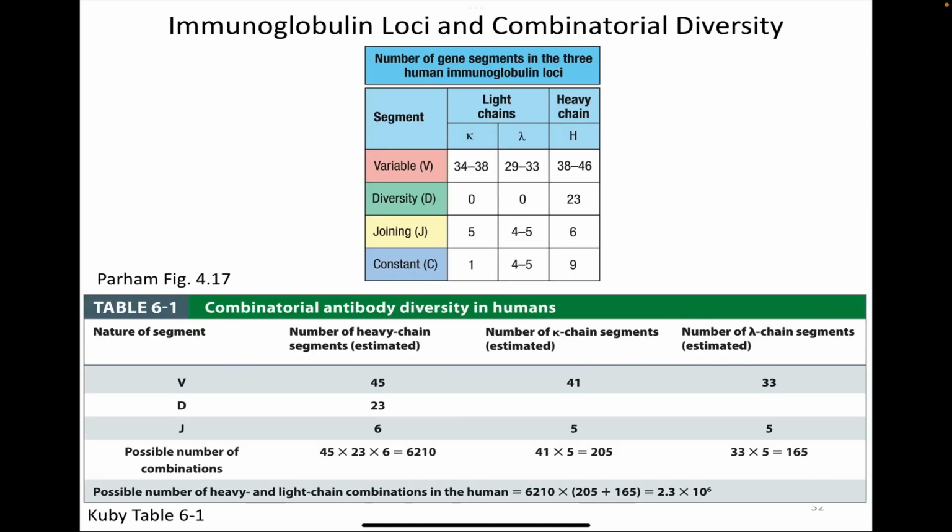And so this kind of gets us to that same area. So with the heavy chain, we've got 45 Vs, 23 Ds, 6 Js. So if we multiply 45 times 23 times 6, we have 6,210 different heavy chains we can make out of less than 100 genes. And then if we look at the light chain, we end up being able to make either 205 or 165, again, with a relatively small number of different genes. And if we take those 2 things, all the different heavy chains and multiply by all the different light chains because of all the different combos, we get up to 2 million different antibody proteins we can make out of less than 200 genes. So 2 million proteins out of 200 genes. Pretty good ways of sort of dealing with genetics here.